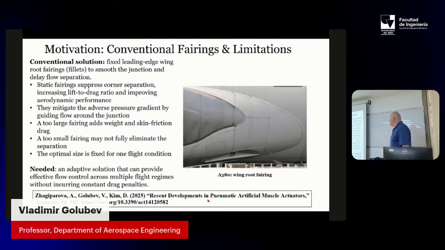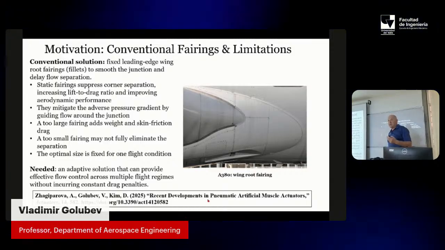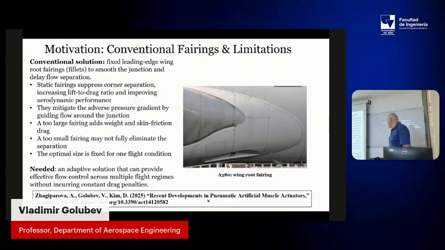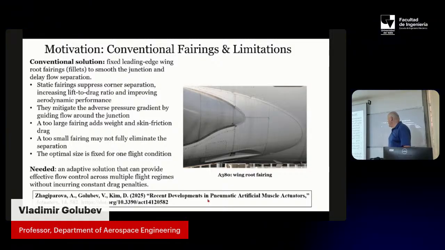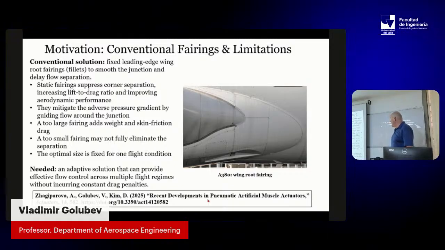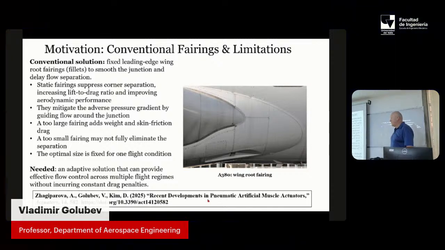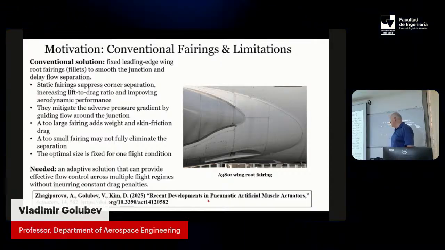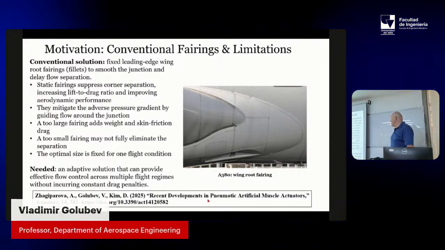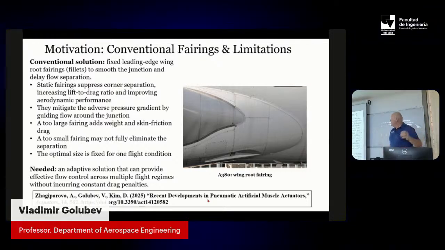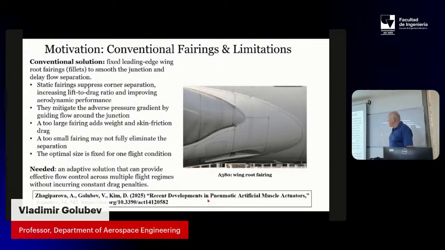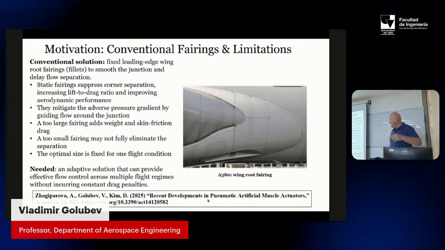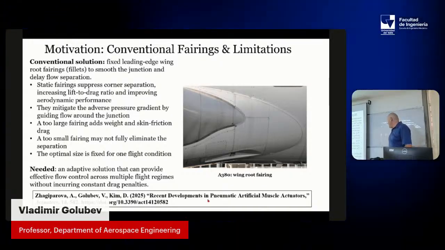So the idea was to design some sort of material which would be lightweight and can do everything. So that's what we came up with: the need for an adaptive solution that can provide effective flow control across multiple flight regimes without incurring constant drag penalty. This is a recent article we published in the journal Actuators. She was basically looking at all possible designs which are available right now, including this PAM, pneumatic artificial muscle. PAM stands for pneumatic artificial muscle, and that's basically this design which she's trying to move. And it's published very recently.